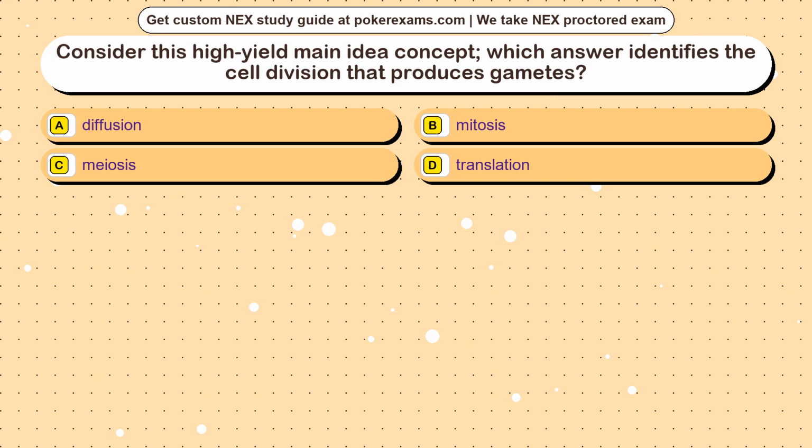Question 18. Consider this high-yield main idea concept. Which answer identifies the cell division that produces gametes? Option A, diffusion. Option B, mitosis. Option C, meiosis. Option D, translation.